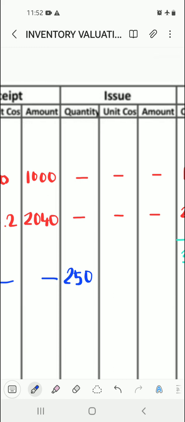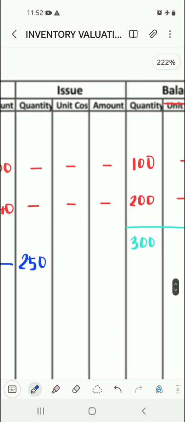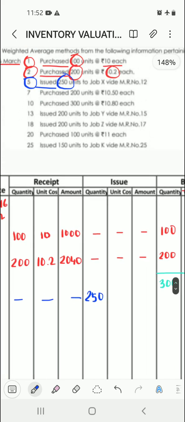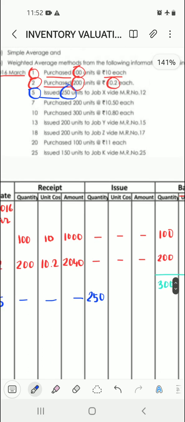And now we have to find the unit cost. And what we are doing is a weighted average method. Now here comes the difference. What is the major difference between weighted average and simple average? In the simple average method, we find the average, that is the sum of all the unit costs by the total number of units. But over here, weightage will be given as per how much unit we are purchasing at what price. So the number of units will have weightage over here.